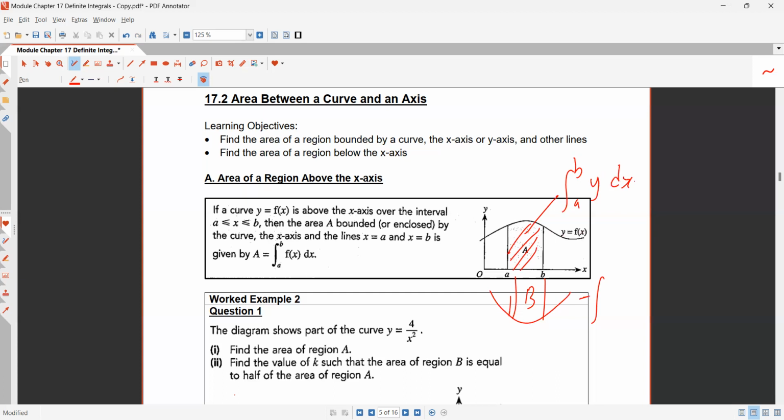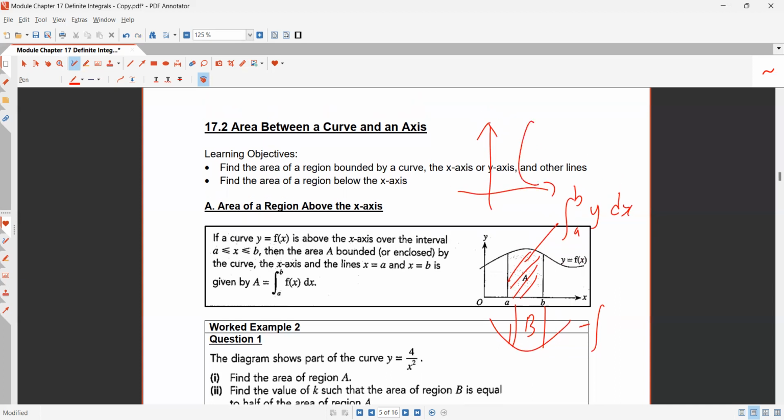And another one is you will also learn, let's say you have a graph and your graph is somewhere here and you need to find the area, the shaded region here. So this shaded region will be between the curve and also the y-axis. It's no longer the x-axis like this one, because that is between the curve and the x-axis, so we do the normal way.